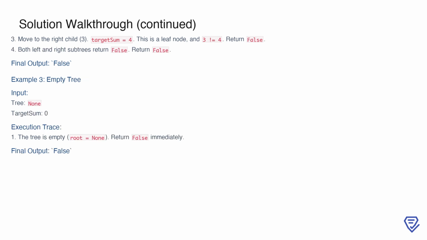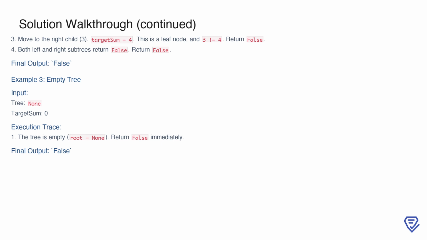We then move to the right child of the root, which has a value of 3. This is also a leaf node, and its value does not match the remaining target sum of 4. Since both the left and right subtrees return false, we conclude that there is no valid path in this tree that adds up to the target sum. The result for this example is false.